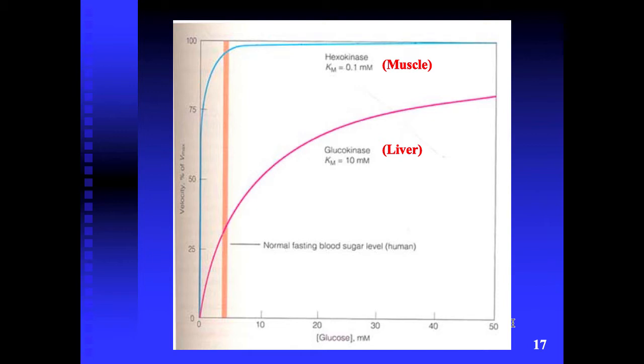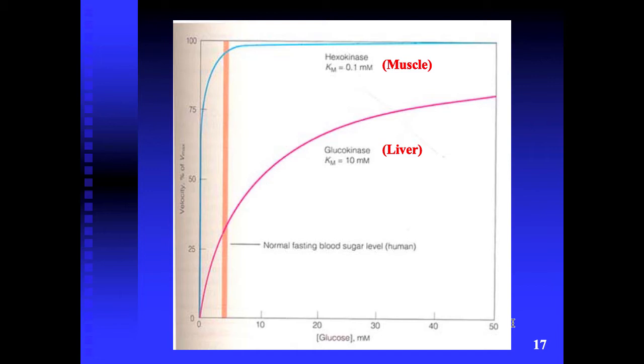If this is 10 millimolar, and that's the Km, in other words, right here, 50% velocity at 10 millimolar, that's how they came up with that. This is really important. It says normal fasting blood sugar level. You can tell this is from a biochemistry text. We would say normal fasting blood glucose level. Look where it is. About 4 millimolar. That's a typical fasting blood glucose concentration.